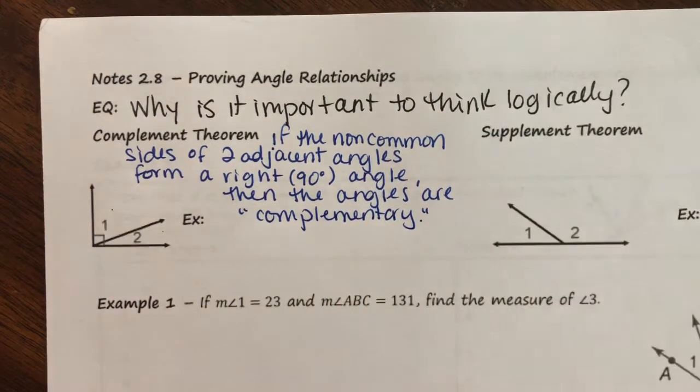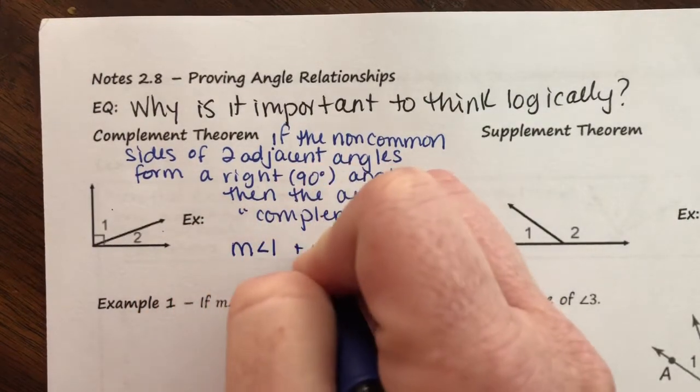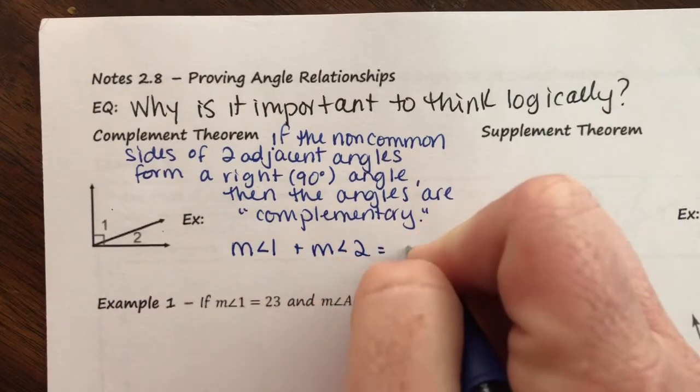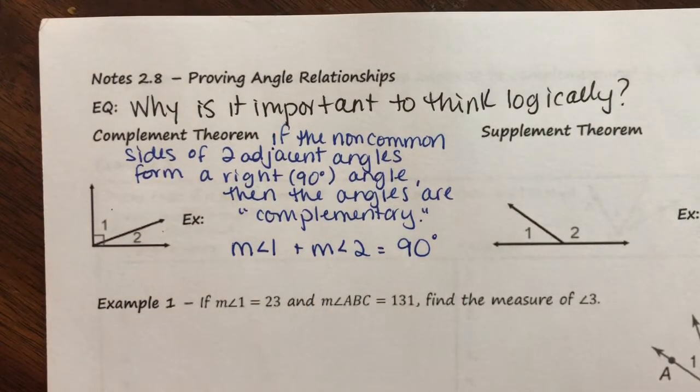So complementary angles add up to 90 degrees. And our example here would be, we could say the measure of angle 1 plus the measure of angle 2, they both add up to 90 degrees. So that's the complement theorem.